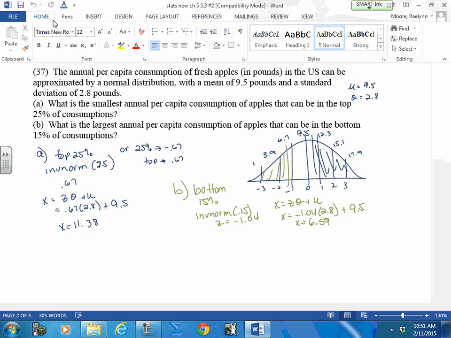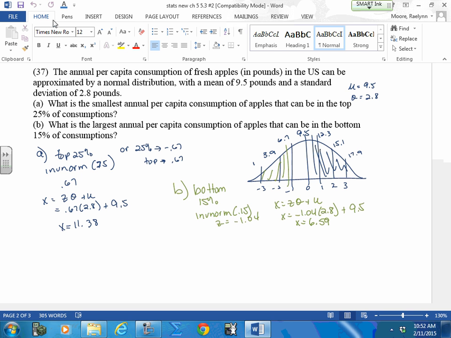So is my top 25% left or right of the mean? To the right. To the right because it's 75%. To the right of the mean because I have to look up 75%. Good. The top is the right, the bottom is the left in normal conditions. Okay, so I'm going to inverse norm 0.75.